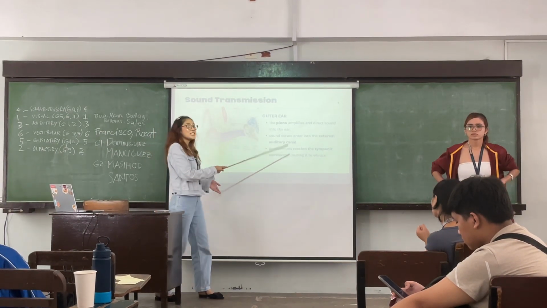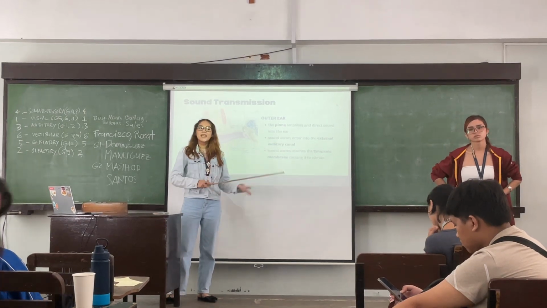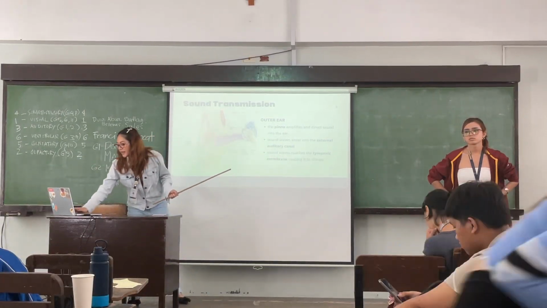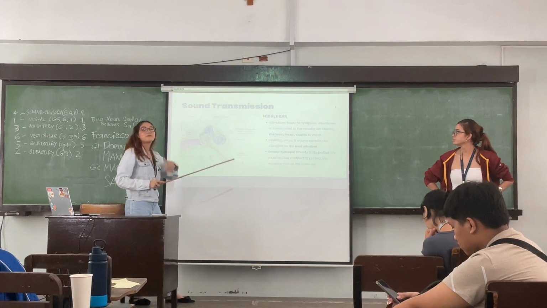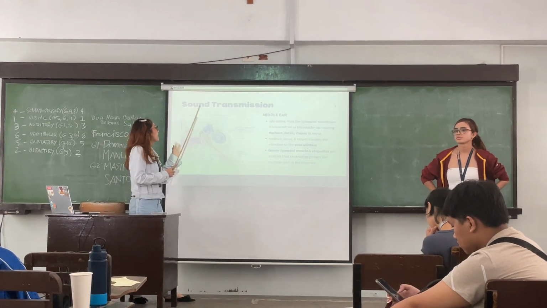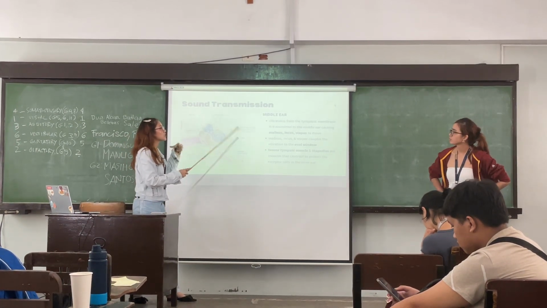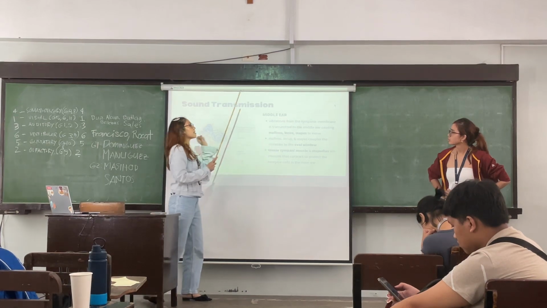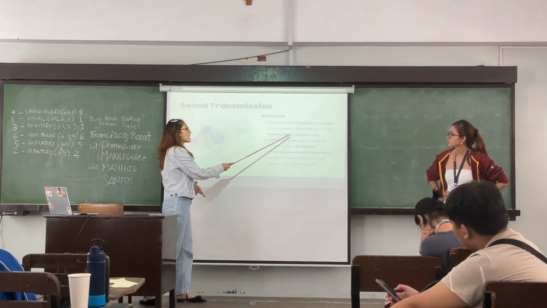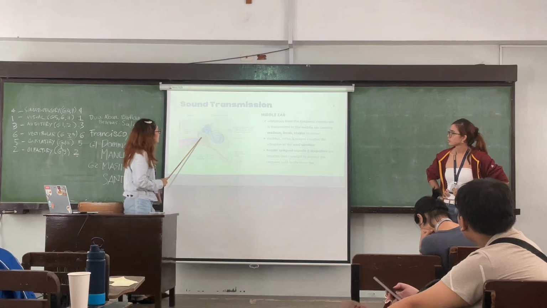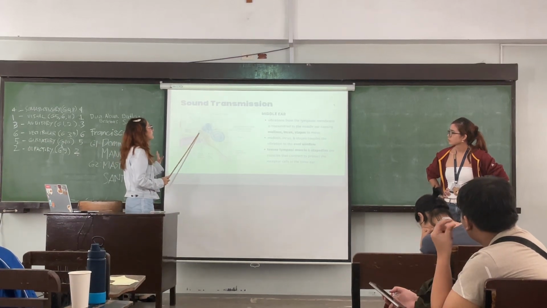Now, once the sound wave reaches the tympanic membrane, it causes the tympanic membrane to vibrate. After the vibration of the tympanic membrane, this vibration is transmitted to the middle ear, causing the three middle bones, which are the malleus, the incus, and the stapes, to move. As you can see here, these are the three middle bones.